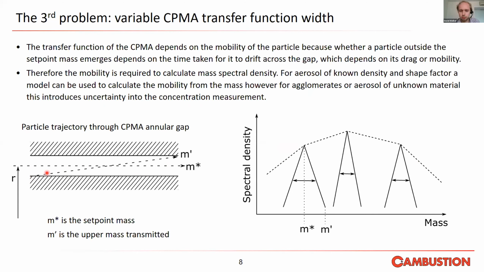That'll have a slightly higher centrifugal force, which will slowly pull it to the outside. And how quickly it reaches the outside will depend on how draggy the particle is, or its electrical mobility diameter. And the reason this is important is because if you're trying to plot that mass distribution, you need to know the transfer function width of the CPMA, which is illustrated by these triangles here.